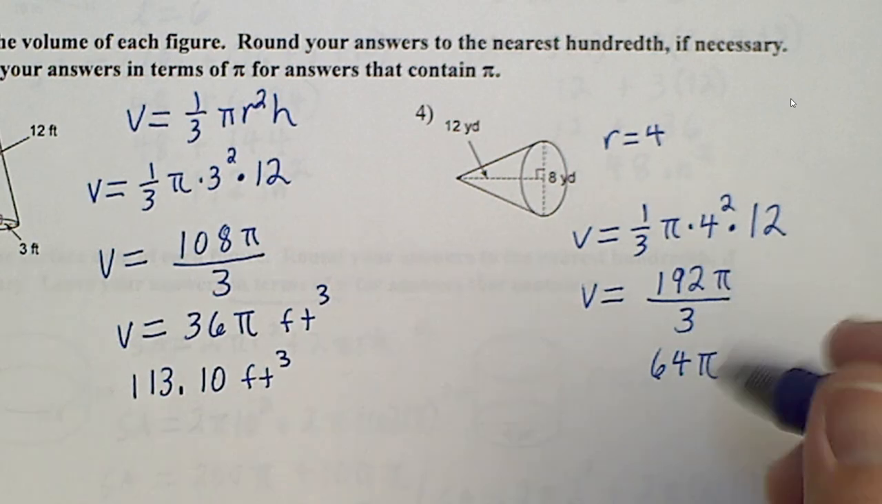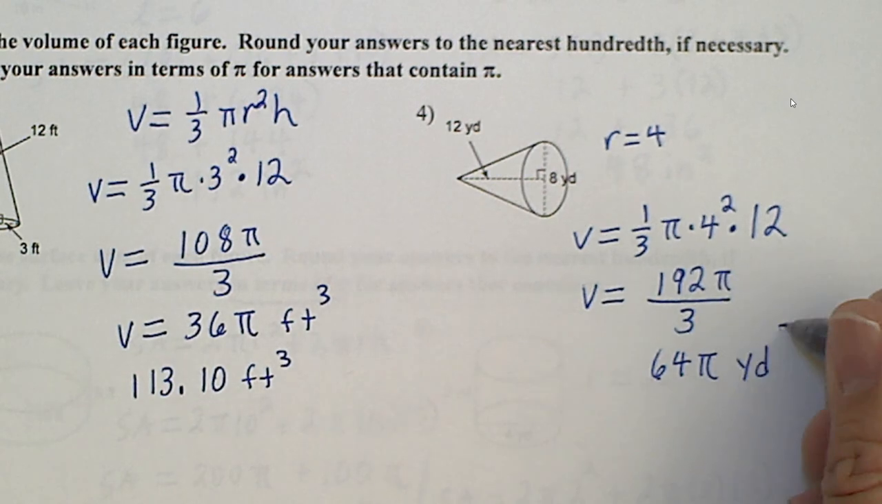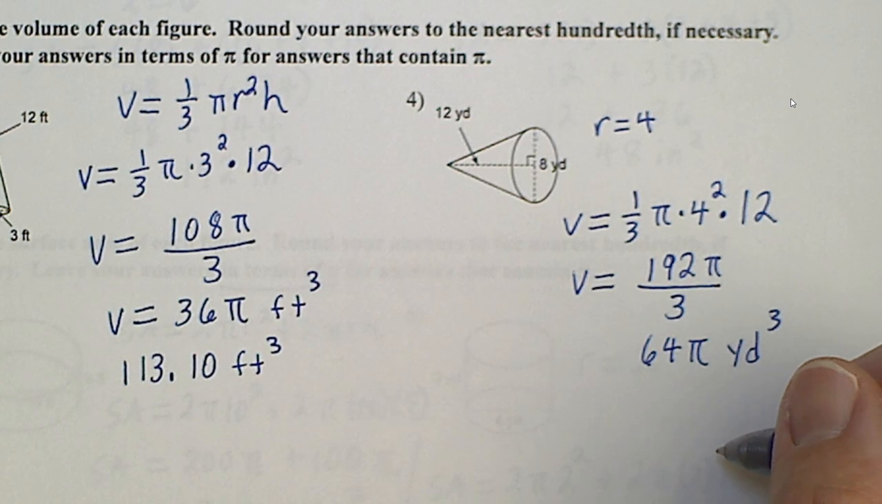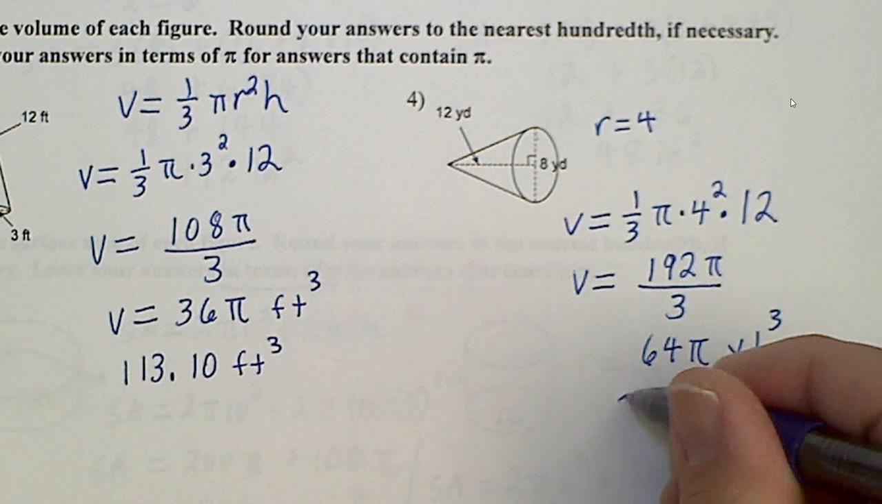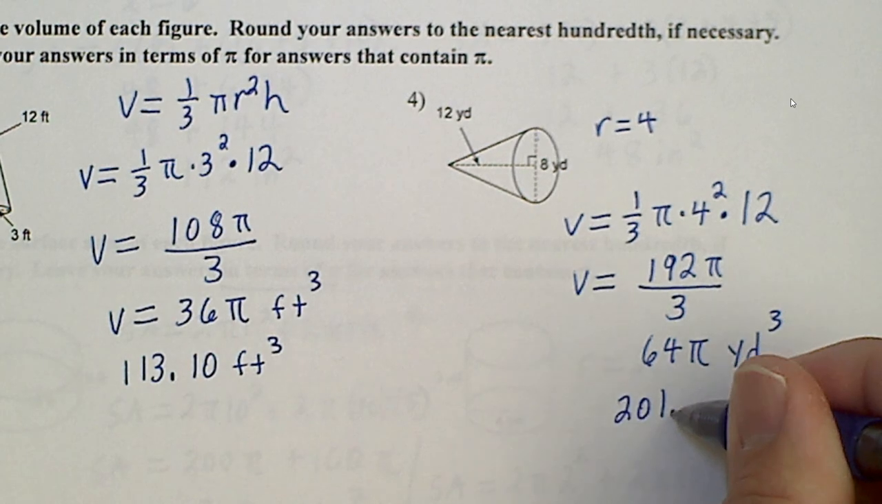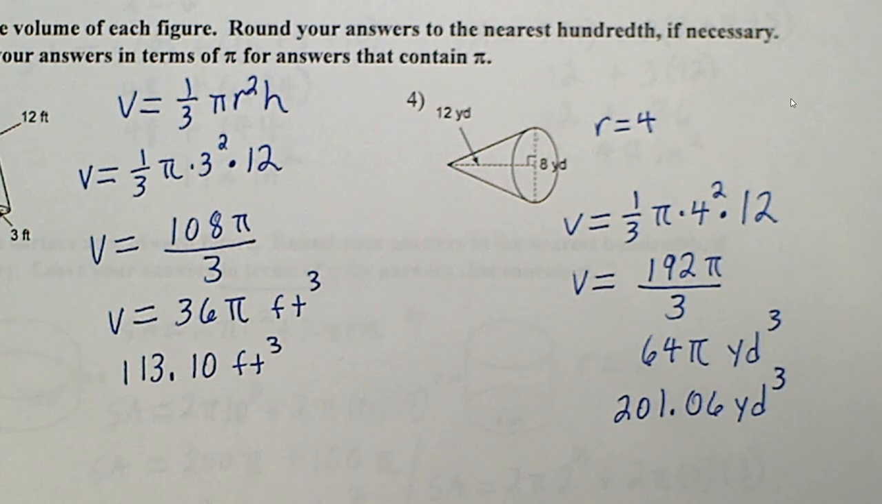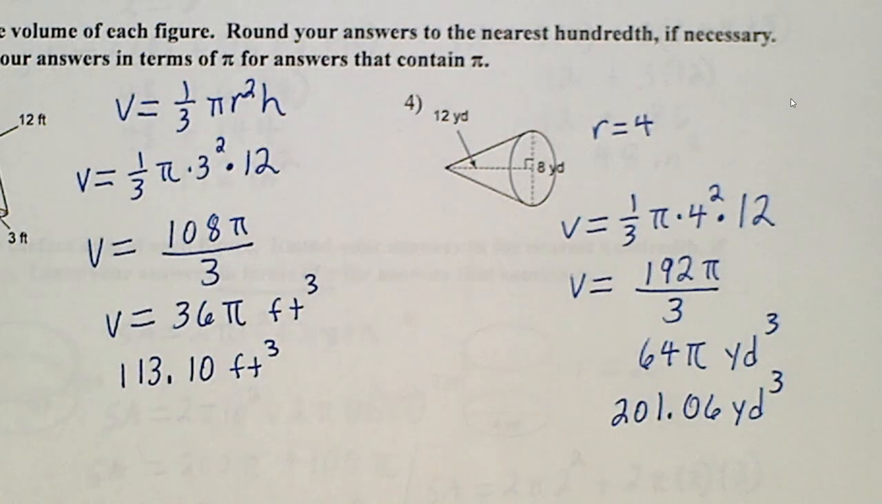So 64 pi cubic yards would be the acceptable answer in terms of pi. And then as usual, if you prefer to have the answer as a decimal, on the calculator, just take 64 pi and round where they ask you to round. In this case, it would be 201.06 cubic yards for that one. Okay, so this is what you'll be expected to do on this assignment.